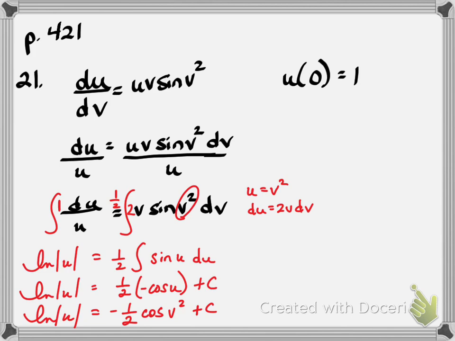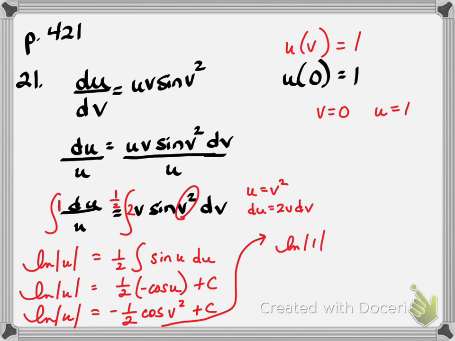All right, so we don't want to work too far before we go ahead and substitute. This would be u of v would be 1. So that means v is 0 and u is 1. So we could plug in those values. So let me just take this up here. So that would be the ln of the absolute value of 1 equals negative 1/2 cosine of 0 squared plus c. Ln of 1 is 0. Cosine of 0 squared is the same thing as cosine of 0, and the cosine of 0 is 1. Negative 1/2 times 1 is negative 1/2. Add it to the other side, and we'd get c to be 1/2.